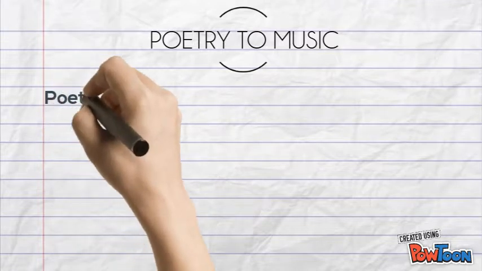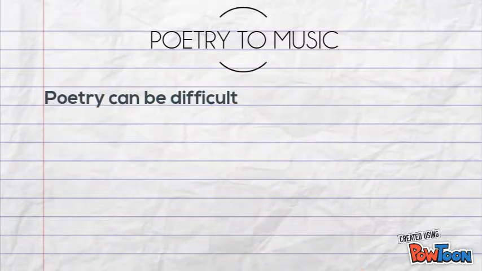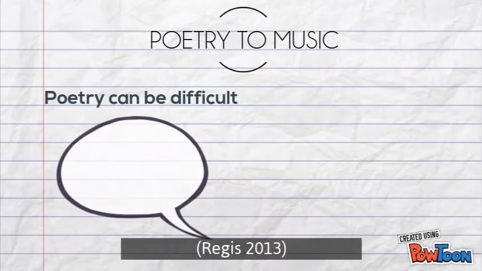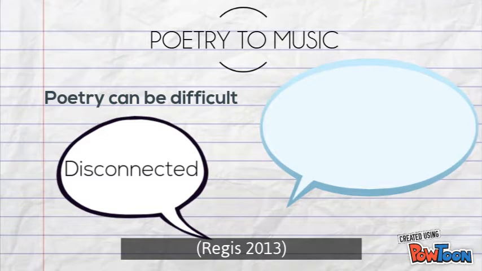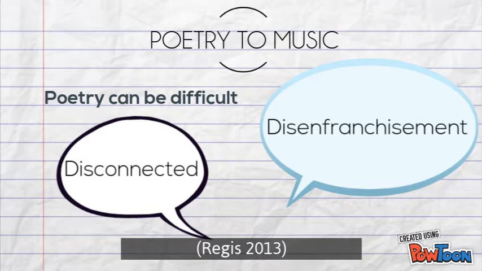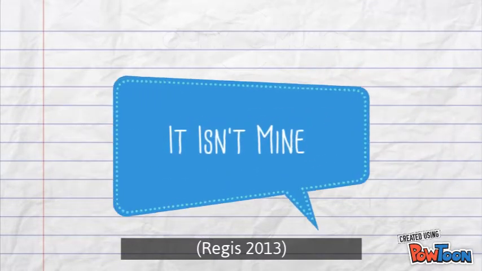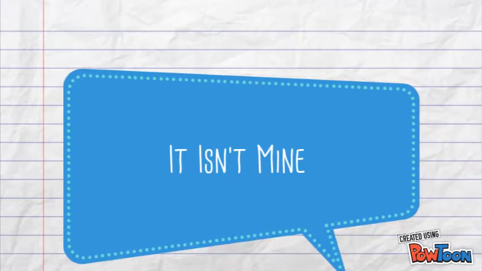Poetry to music is a hands-on activity with a surrounding lesson plan. Children can have a difficult time with poetry. According to Regis, 2013, students complain of feeling disconnected from the poetry they have encountered so far. A sense of disenfranchisement. Poetry is not theirs. It does not belong to them. Why do students fear poetry and how can they access it better?